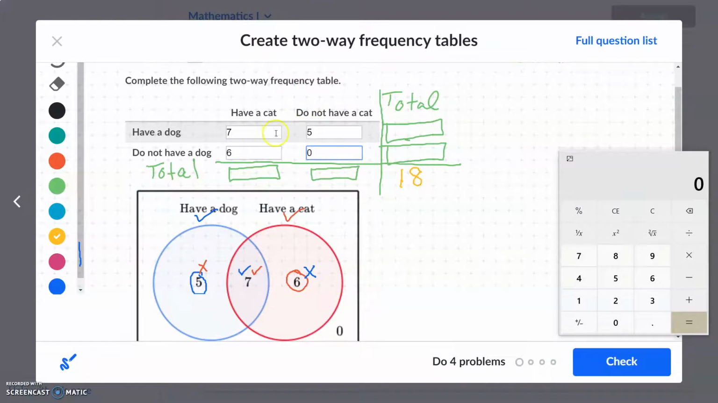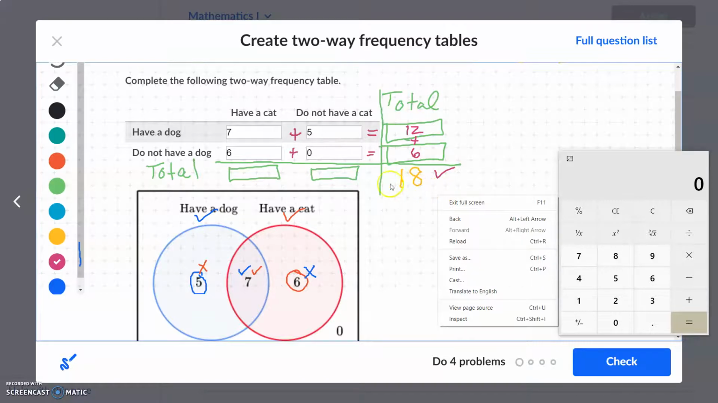Okay, now how do we know that everything is in the right place before we hit check? How can we do that? Well, you can total everything, right? So let's check the totals. So what's 7 plus 5? That's going to be 12. And what's 6 plus 0? That's going to be 6. Now, check it. Does 12 plus 6 equal 18? Yeah, it does.